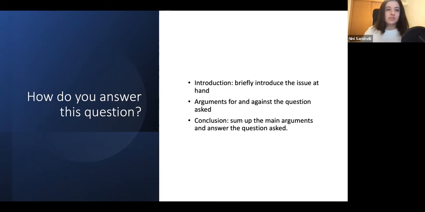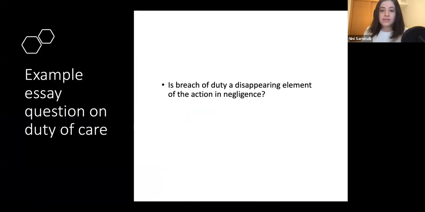So the introduction should briefly introduce the issue at hand, which is whether breach of duty is a disappearing element, and why someone would assume that breach of duty is a disappearing element of a negligence claim. Secondly, you need to provide arguments for and against the statement: is breach of duty a disappearing element of the action in negligence?